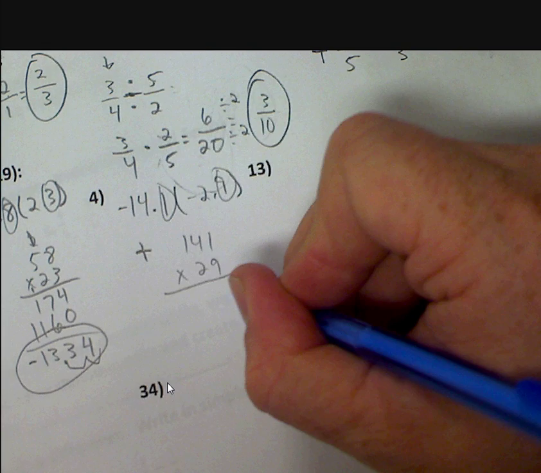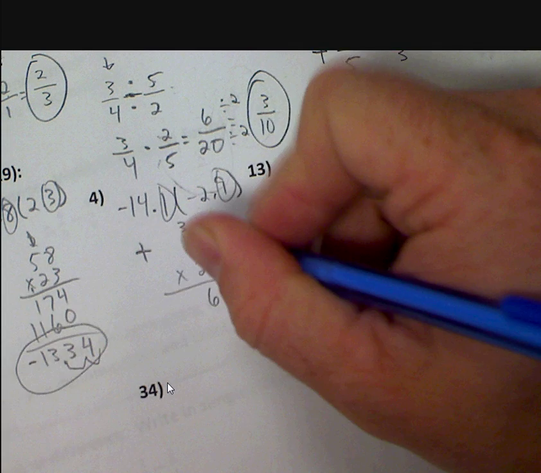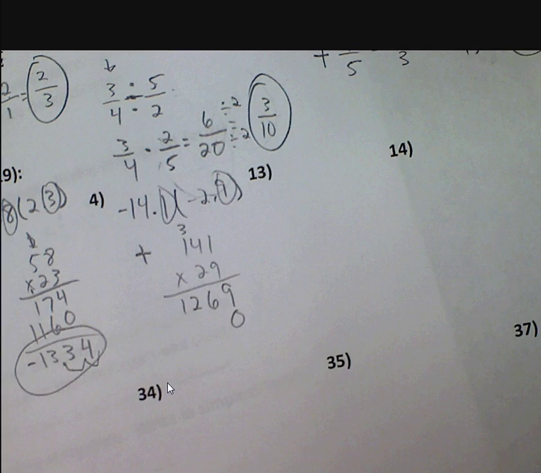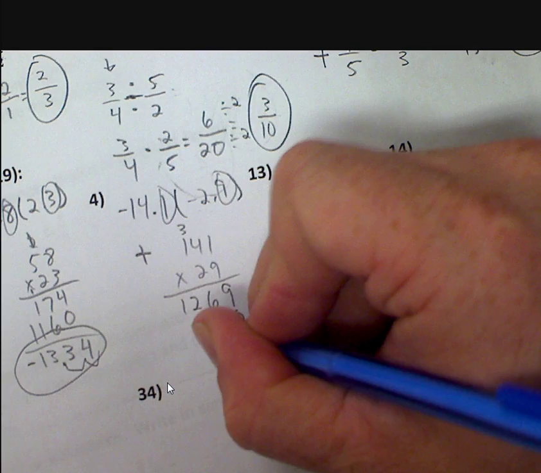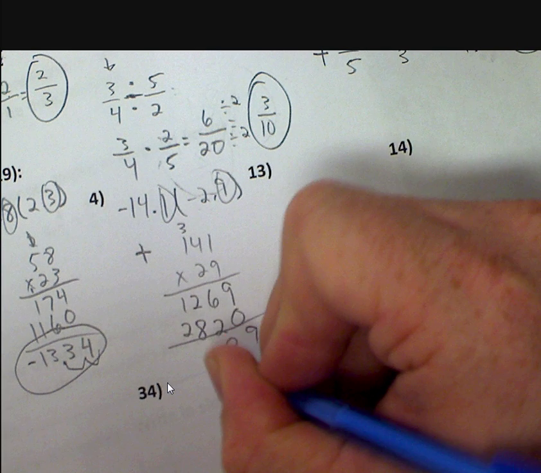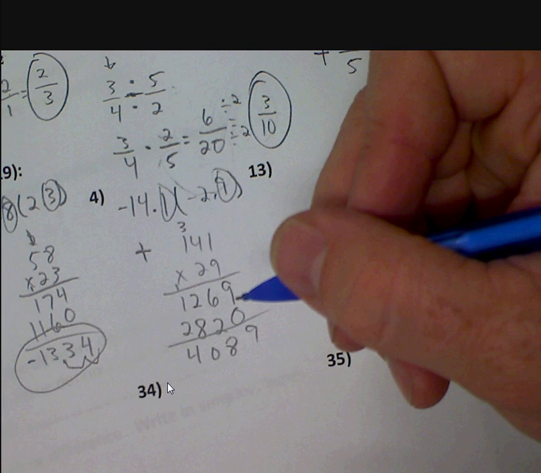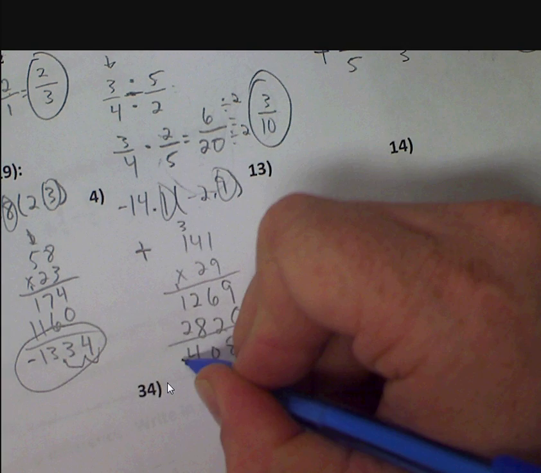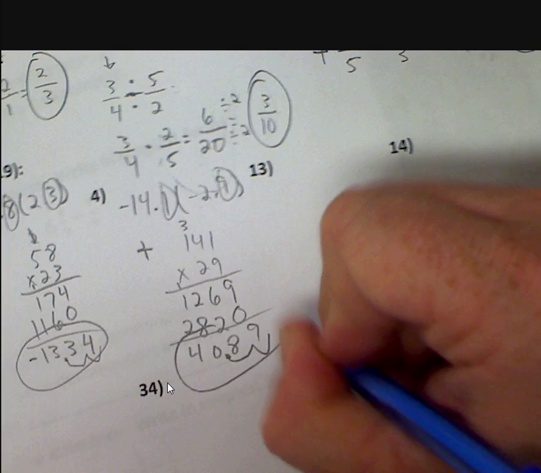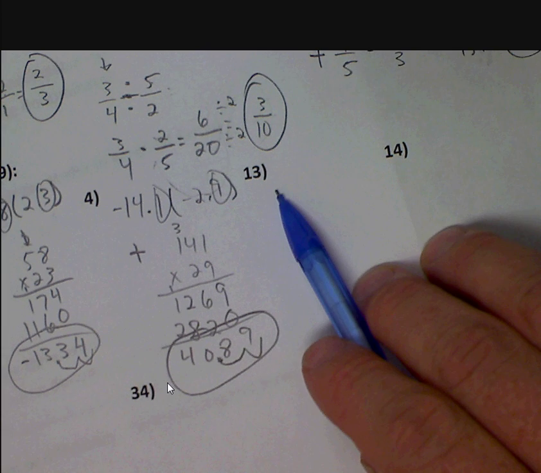That would give me 9. That's 36. 1 times 9 is 9, plus 3 is 12. Add a 0 for my placeholder. 2, 8, 2, 9, 8, 10, 4. Okay? I know my answer is going to be positive, and I need to move the decimal to the left twice. 40.89. Now we are on number 13.